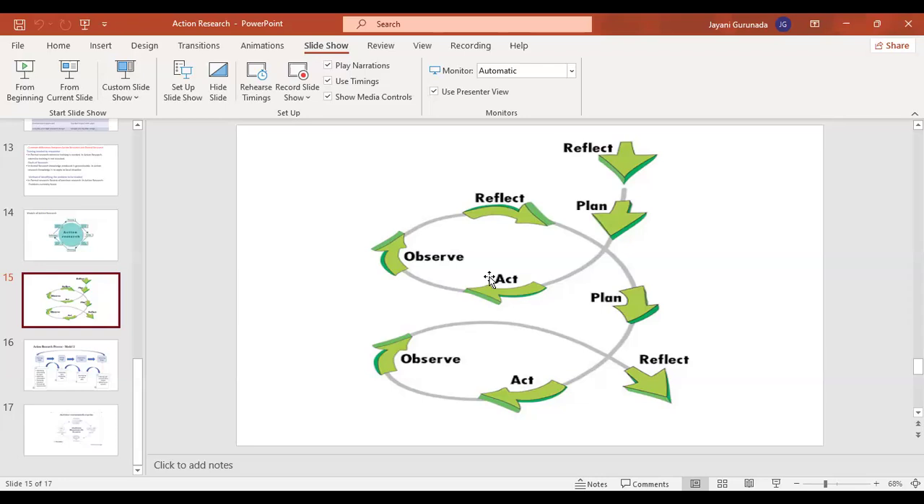Gayani, did you talk about your problem? Yes, madam. Okay. Mahishi, did you talk about your problem? Yes, madam. Okay, good. Champika? I talked, madam. Inoka? Okay, Inoka.